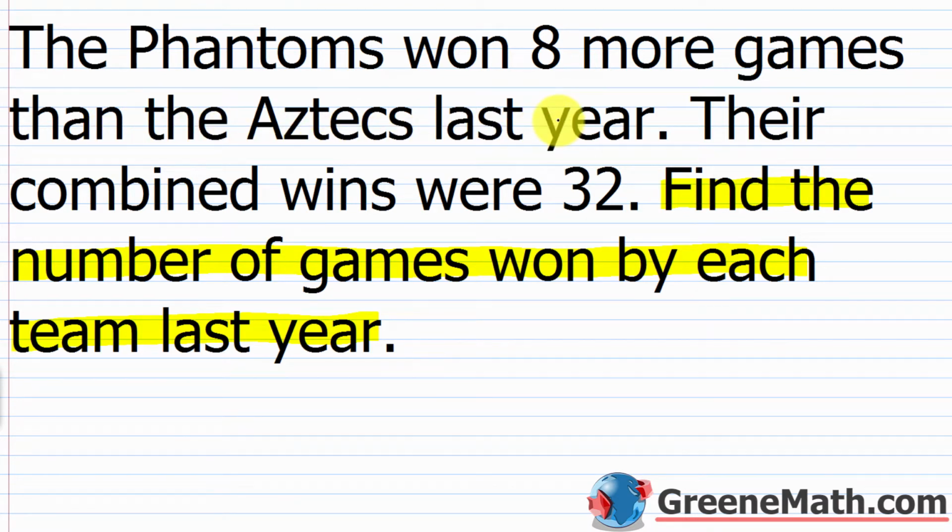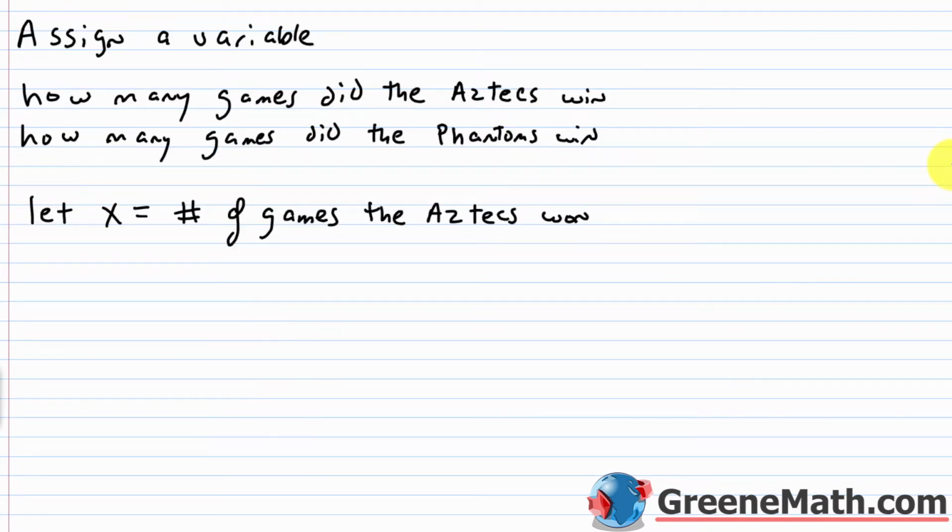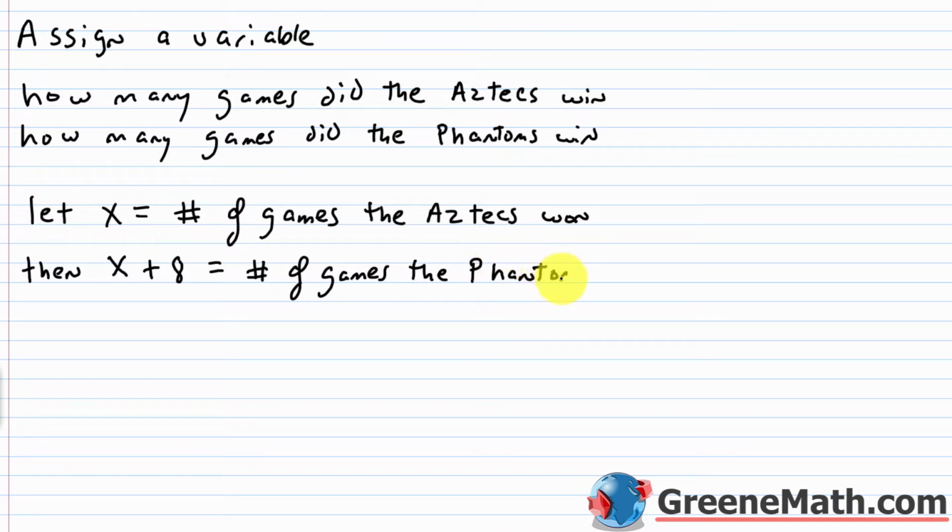Again, let me kind of repeat this. X is the number of games the Aztecs won. The Phantoms won 8 more than that. So I can just say that then x plus 8 is going to be equal to the number of games the Phantoms won. Very, very simple. And I know at first it's a little confusing, but again, if you read back through the problem, it makes perfect sense.